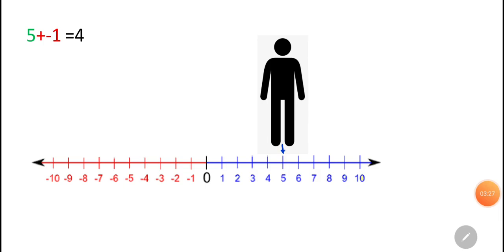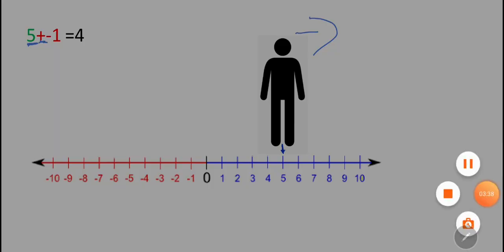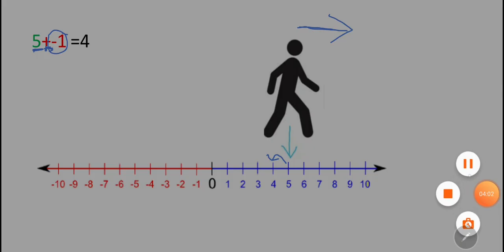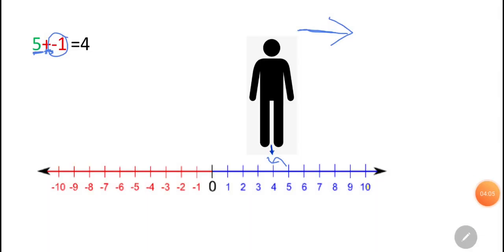So what happens in this situation? Well, the man starting off at 5 because the first number there is 5, then because the operation is plus, he will face to the right. So because of the plus sign here, he is facing the right. But here is negative 1. Because it's negative 1, he's not going to take one step forward, but in fact he's going to walk backwards by 1. So he's going to end up here, like so. So 5 add negative 1 is equal to 4.